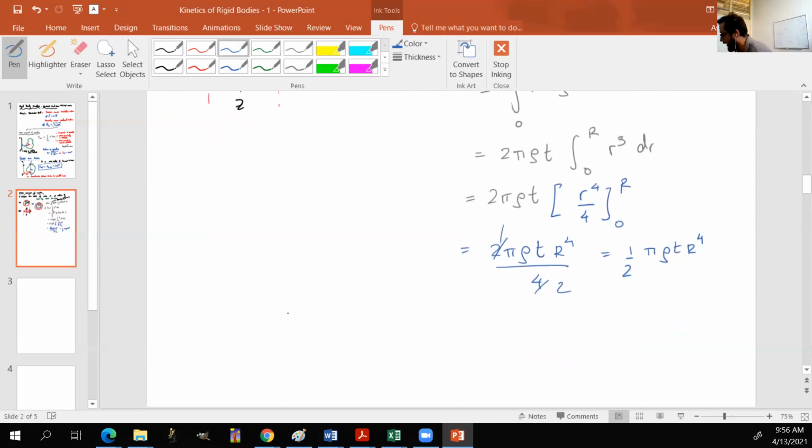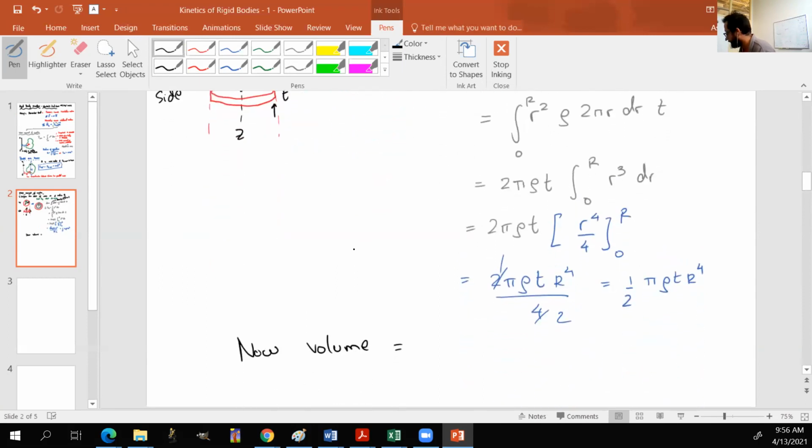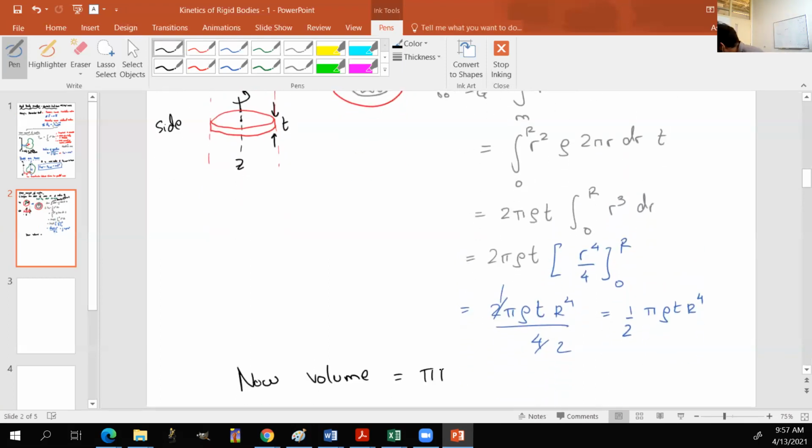Now we can do some simplification here, right? We know that the volume of the disk is equal to what, in terms of the things that are given to me? What's the volume of a disk? Pi r squared times the thickness. That's right. So it's just going to be pi r squared, which is the area, times the height, which is the thickness t. That is equal to your volume V.